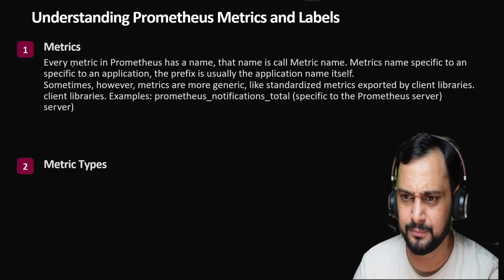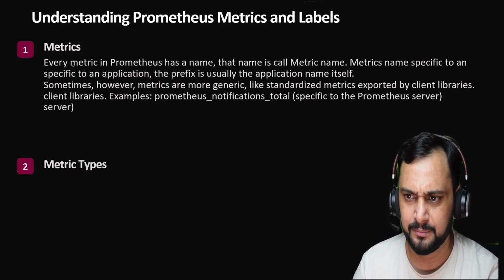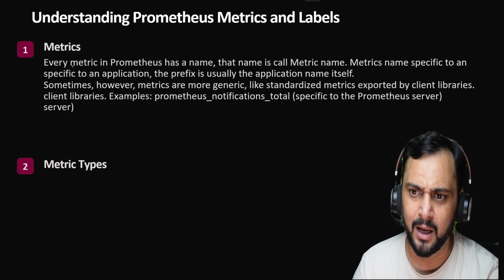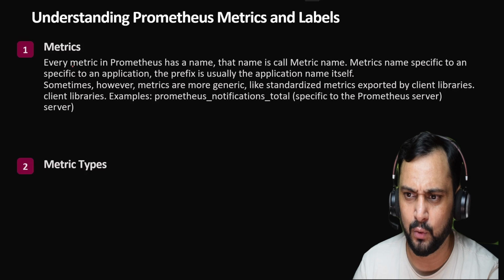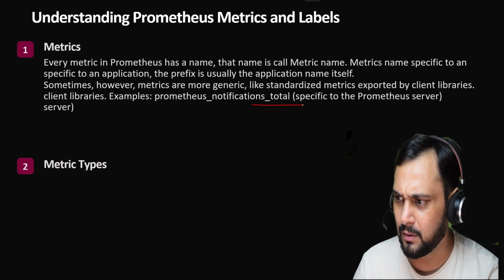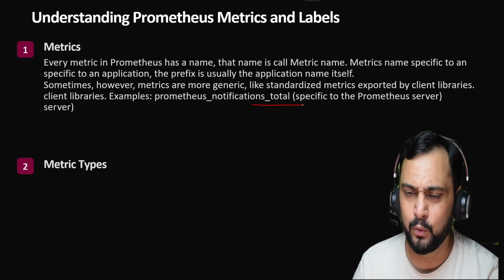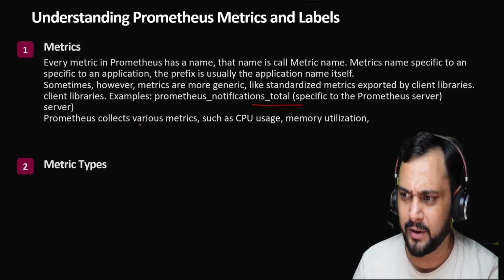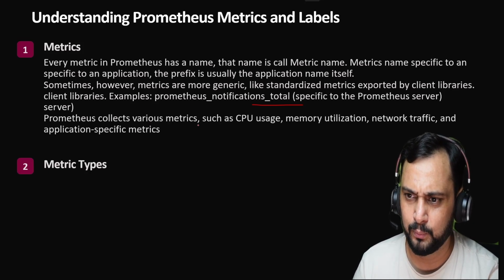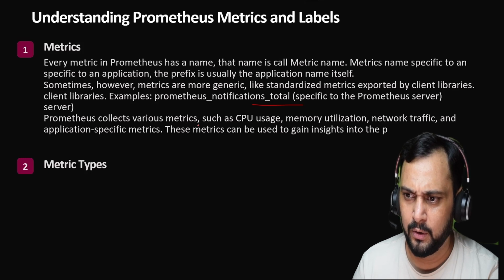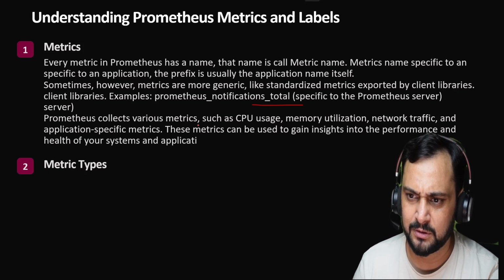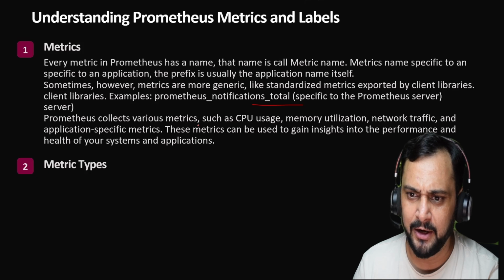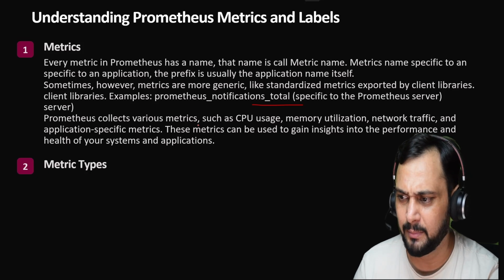Sometimes, however, metrics are more generic, like standardized metrics exported by a client library. Example: prometheus_notifications_total, specific to the Prometheus server. Prometheus collects various metrics such as CPU usage, memory, network traffic, and application-specific metrics. These metrics can be used to gain insight into the performance and health of systems and applications.